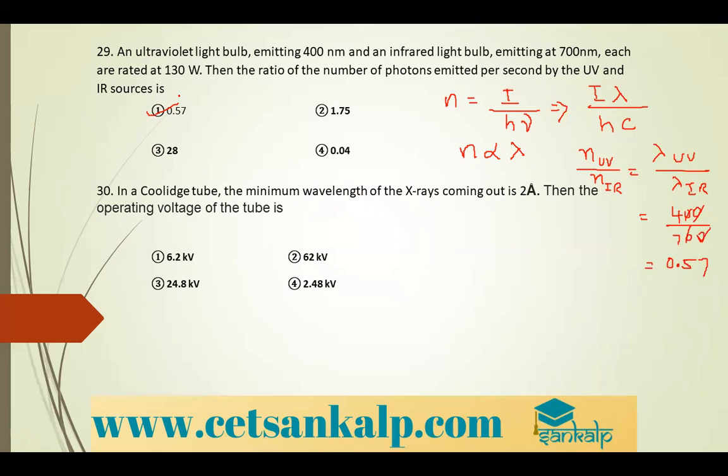Next, I hope you're clear. Next, in a cooler tube, the minimum wavelength of X-rays coming out is 2 angstrom. Then the operating voltage of the tube is, so you have the formula lambda is equal to 12400 divided by 2.